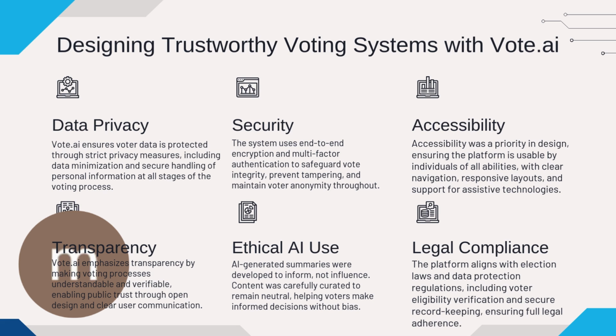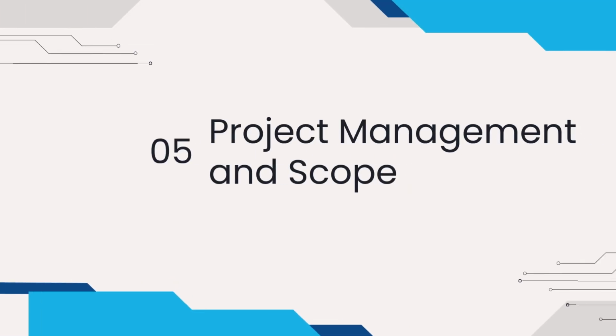We prioritize accessibility so that users of all abilities can navigate the platform, and we also took transparency seriously. Voters should know how their information is used and that the AI isn't pushing any hidden agenda. Our AI generated summaries were crafted to inform, not influence, and we carefully engineered them to remain neutral so that users can make confident, unbiased decisions. Finally, Vote.AI is built to comply with election laws, data privacy regulations, and record keeping standards, ensuring legal adherence at every level.